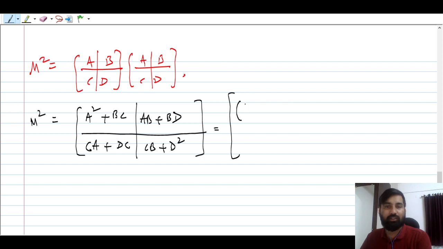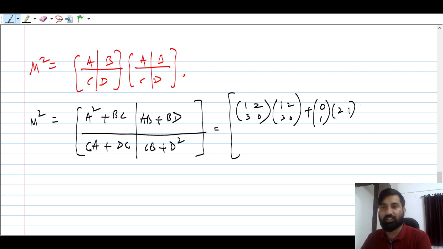You are multiplying 1 2 3 0 1 2 3 0 plus BC is nothing but what? 0 1 and 2 1, right? I think this is clear. Now you go for AB. So AB is nothing but 1 3 2 0, right? You can separately calculate, okay? No need to write like this. You can separately calculate and put all these values, right? So you will get to know, right?